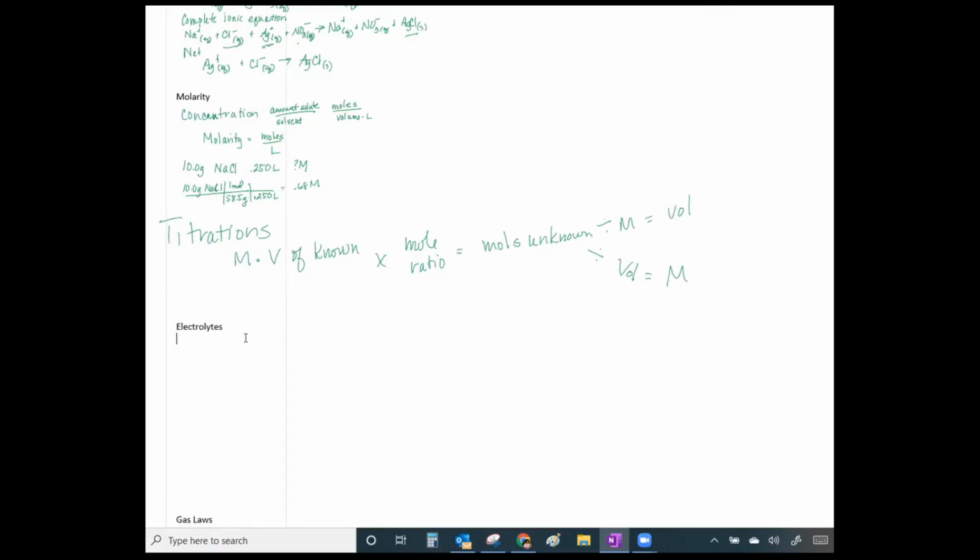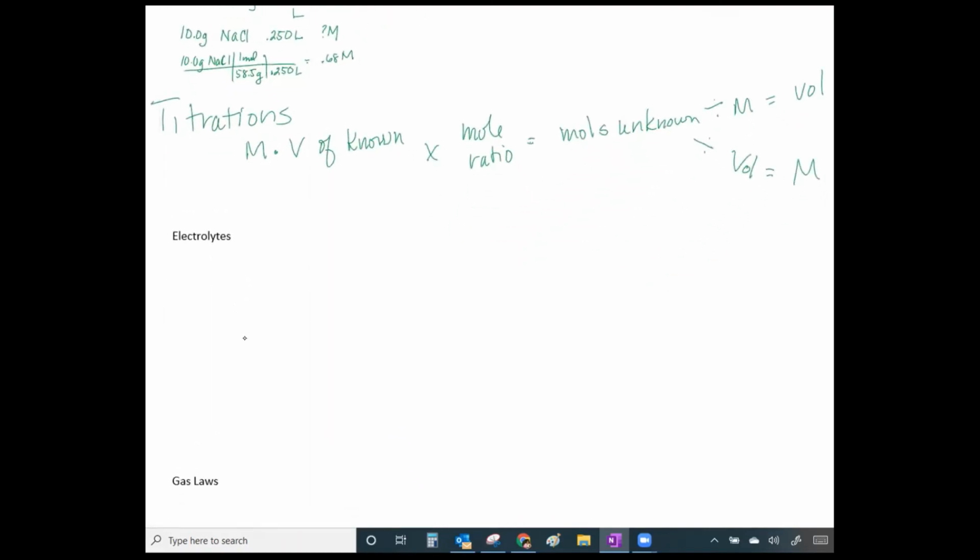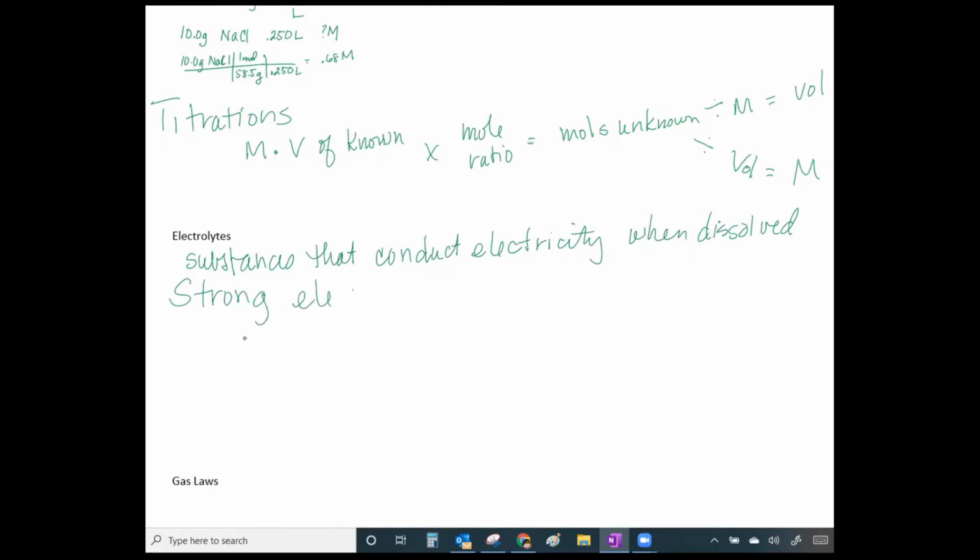All right, electrolytes. Electrolytes are substances that conduct electricity when dissolved. Strong electrolytes are anything that is aqueous when it's in water. It also includes the strong acids.